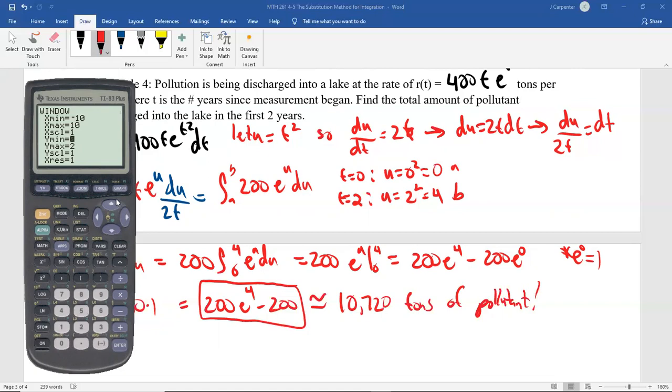I'm sorry, those are the x's, not the y's. 0 to 2 for the x's. The y's, we definitely don't need any negatives, so 0 minimum. Maximum is probably going to be some big number. Well, the total of it was 10,700, so let's try 20,000 to start off. And you can see that this thing even still grows way beyond what I've got. If I hit trace and type in 2, we get 43,678. So let's go to 45,000.